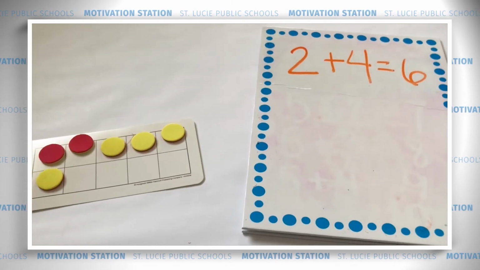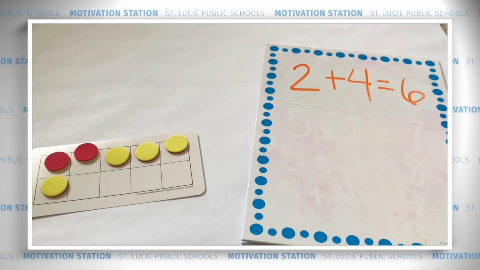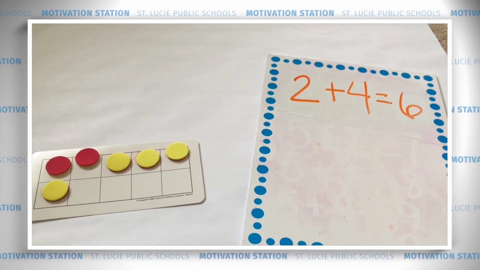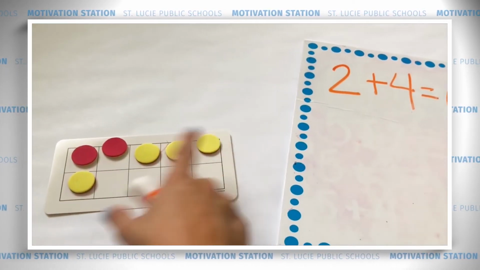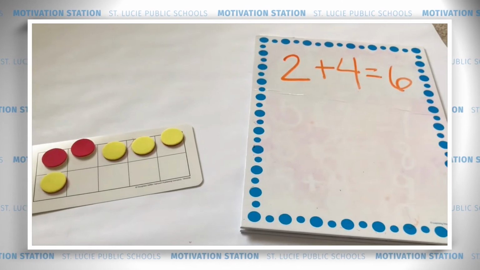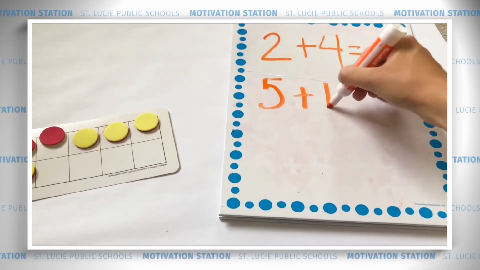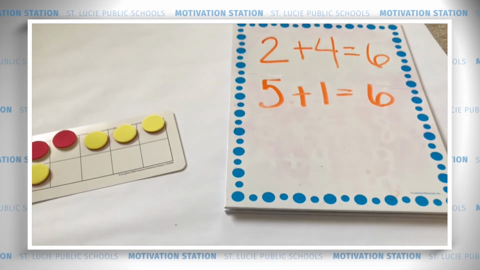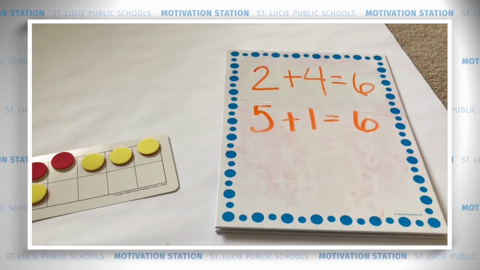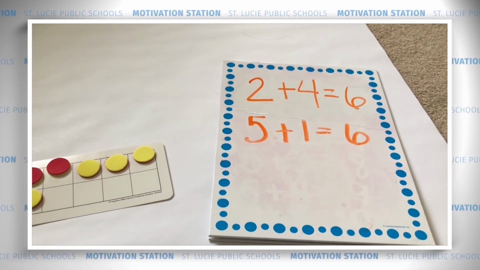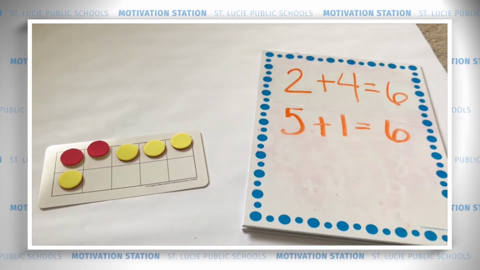Okay, but I can also look at this total 6 in a different way. We know that there are 5 in the first row and then 1 more. So I can write it in another equation. I can write 5 plus 1 equals 6. We can see 2 ways to make 6. If we look at the colors, we see 2 plus 4, and if we look at the rows, we see 5 plus 1.